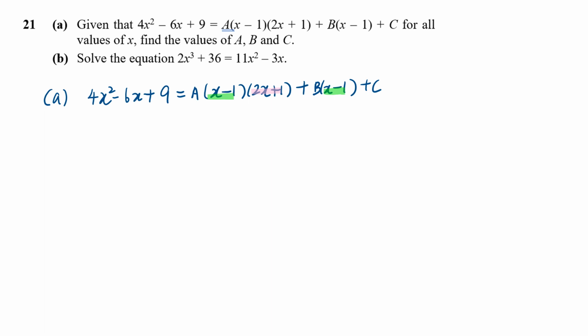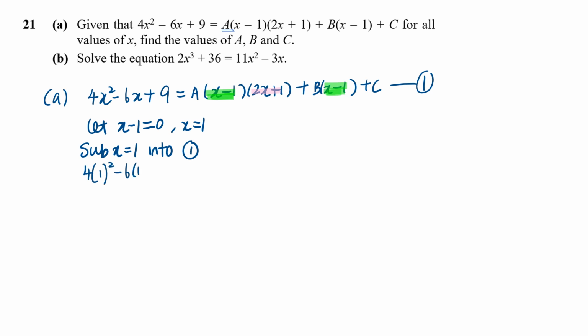Okay, maybe you want to think about why I highlighted x minus 1. What's the purpose of highlighting it? Yes, I highlighted it to let you know that you can let it equal to 0. And what's the purpose of letting it equal to 0? Right, so from the solution, you'll realize that if I let x minus 1 equal to 0, I eliminate constant a, I eliminate constant b, and I can just find constant c.